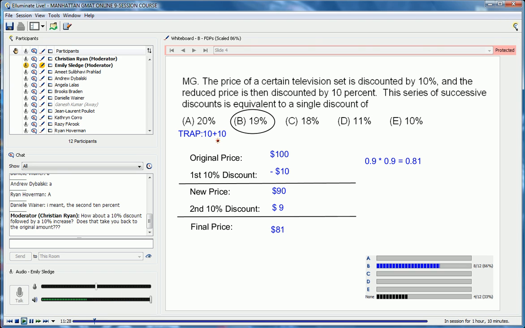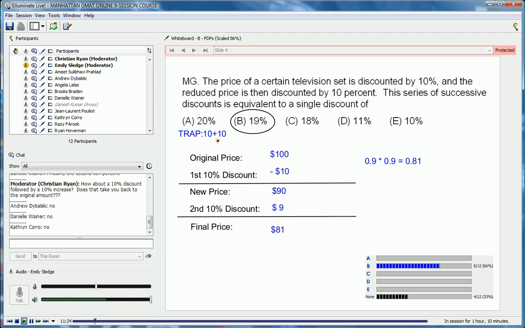Yeah, and Chris was asking a great question. What do you all think about that? What happens after 10% down followed by 10% back up? Okay, so what does that lead to? Yeah, Andrew is absolutely right. 99, right? You lop off $10 from the original 100, but then you only get 9 back.